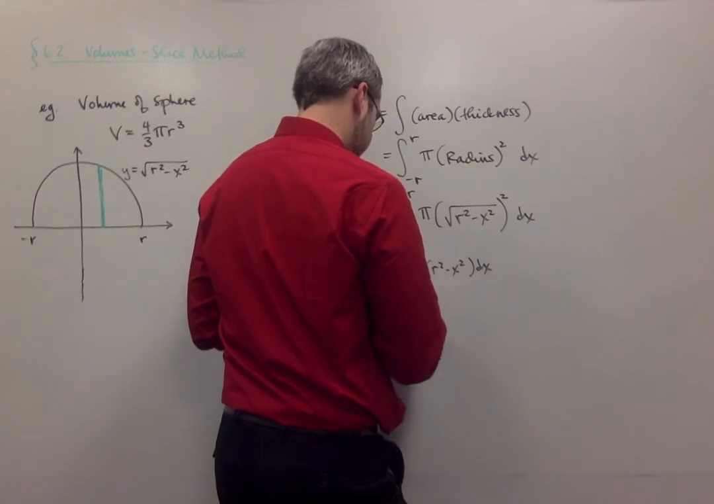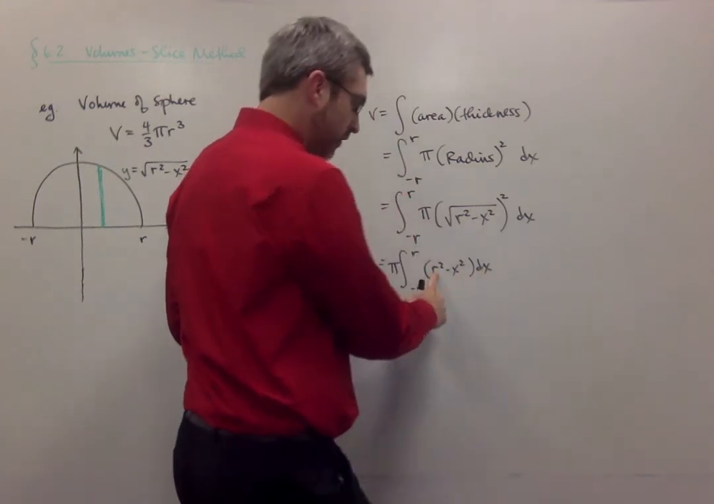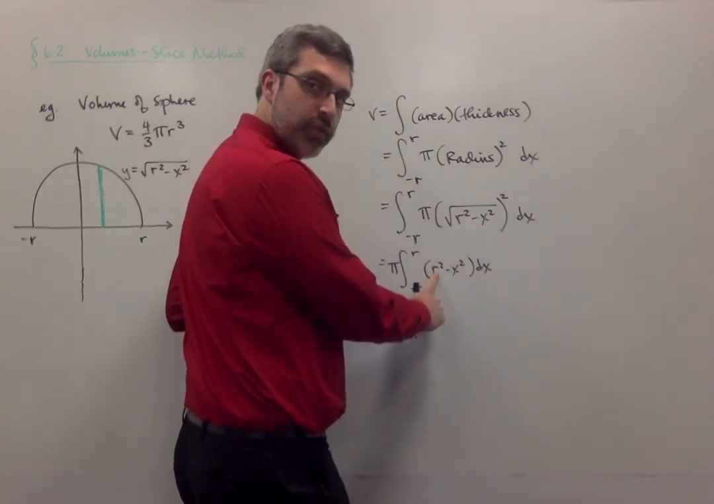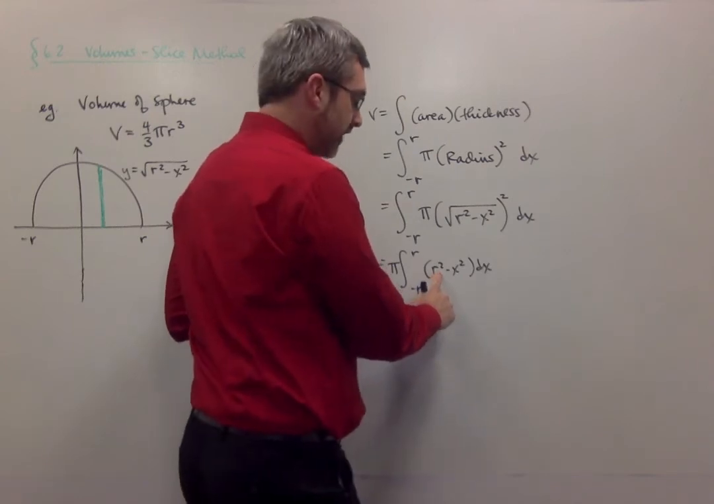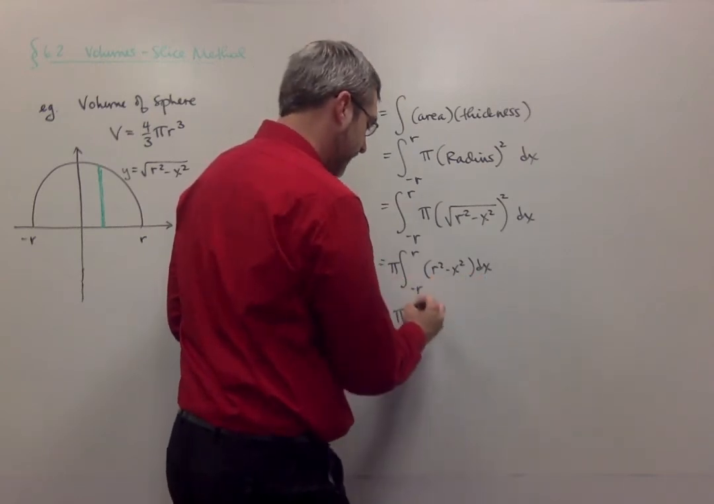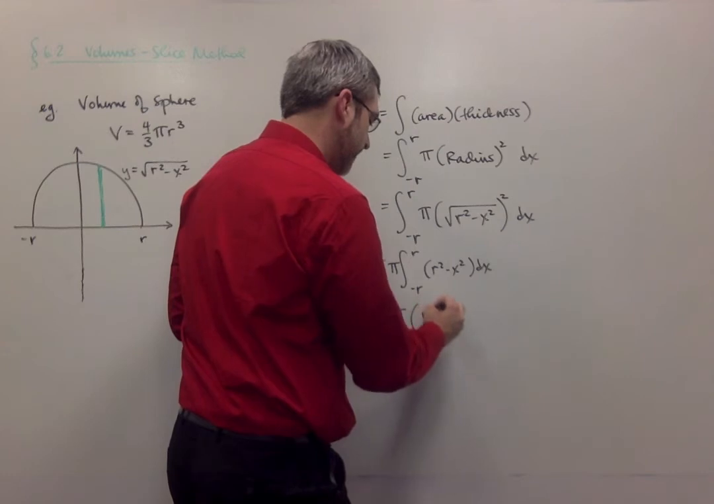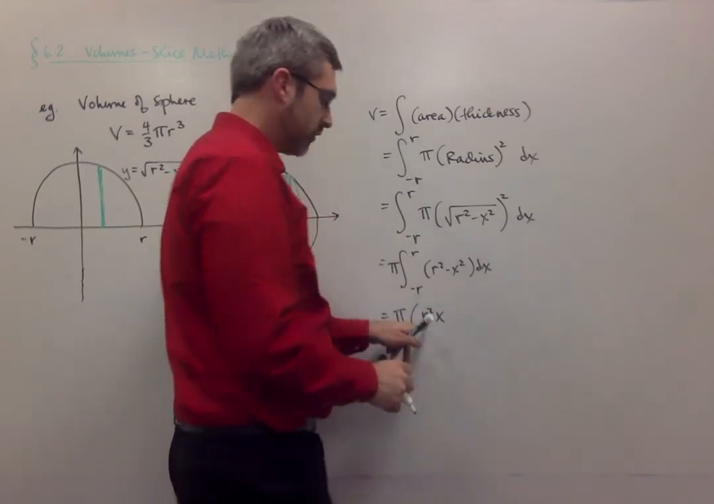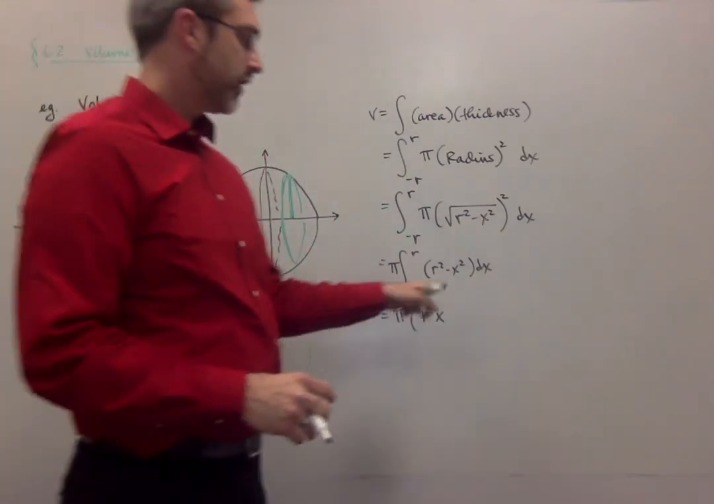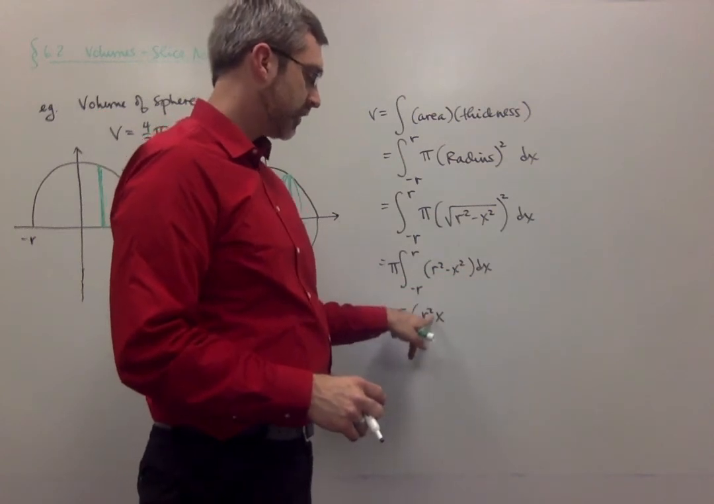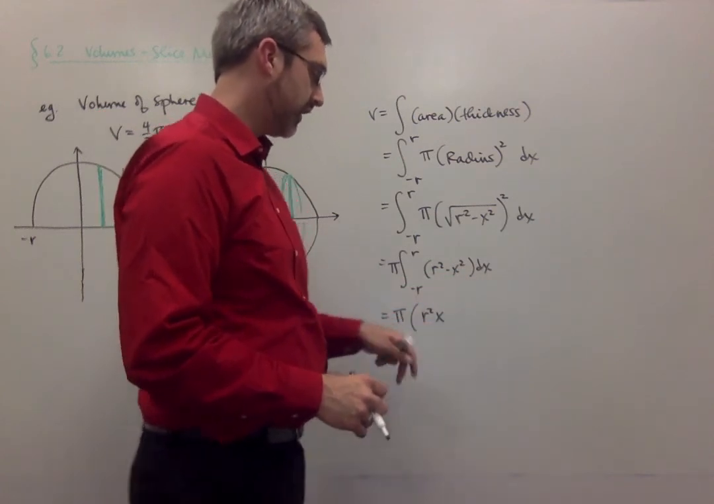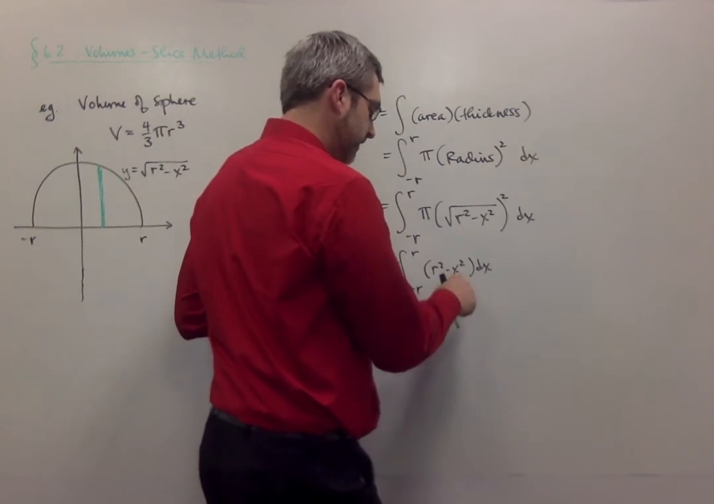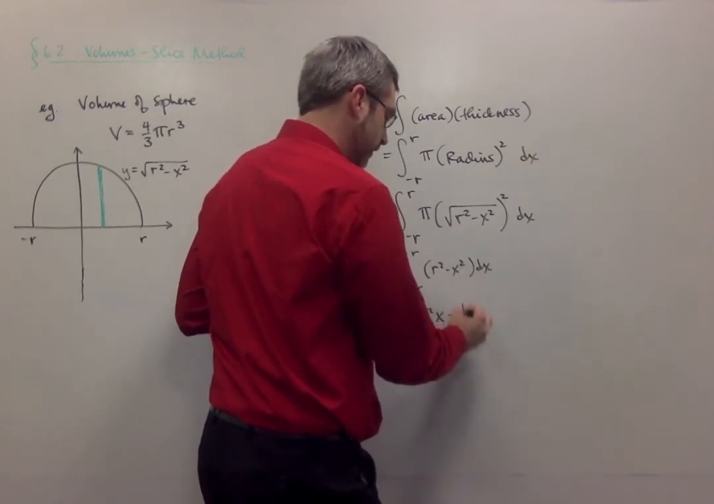Now we're integrating that with respect to x. So r squared is a constant. Think of that as like 25. So if I were to integrate 25 with respect to x, I would get 25x. So don't make that 1/3 r cubed. You're integrating with respect to x, so that's going to be r squared, whatever that number is, times x, minus the integral of x squared, which is going to be 1/3 x cubed.